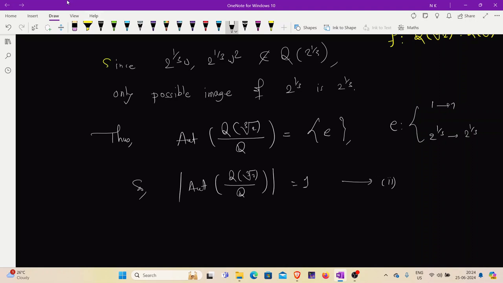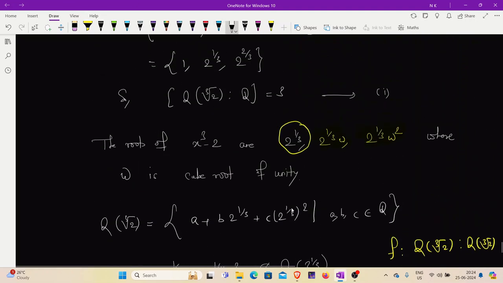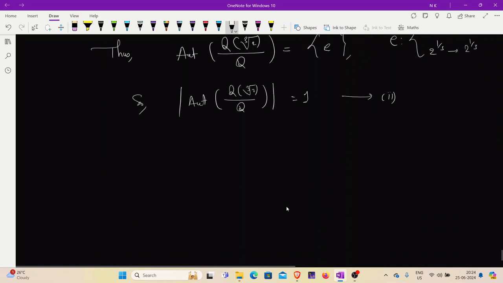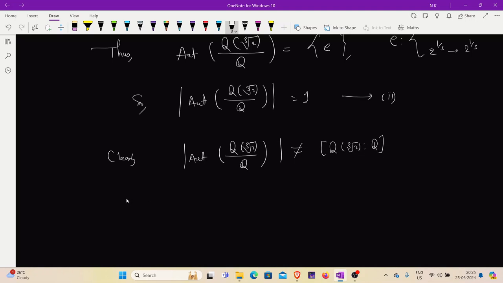So you can easily combine the first and second statements, and you can identify that the numbers are not equal. So clearly the cardinality of the automorphism group of Q(cube root of 2) over Q is not equal to the degree of the extension of Q(cube root of 2) over Q. Hence Q(cube root of 2) is not a Galois extension of Q.